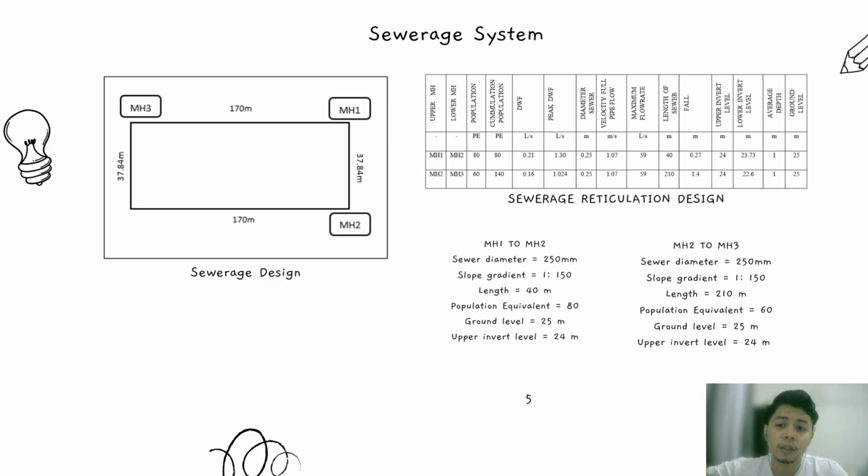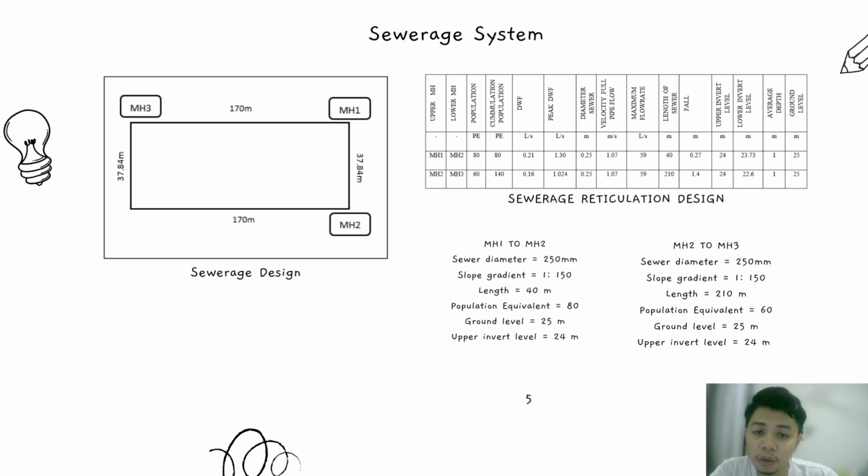Dry weather flow is 0.21. Peak flow factor is 6.21. Diameter of sewer is 0.25. Area is 0.49 meter. Wetted perimeter is 0.79 meter. Hydraulic radius 0.62. Gradient is 0.007. Velocity we got 1.07. Maximum flow rate is 59 and bigger than DWF. So it is okay. Length of sewer is 40 meter.